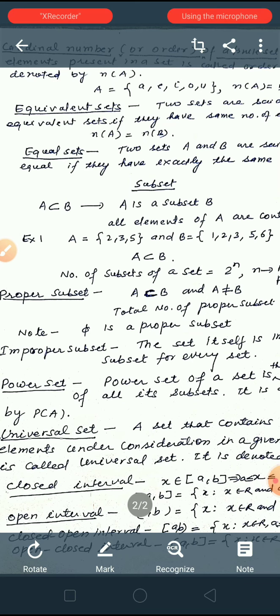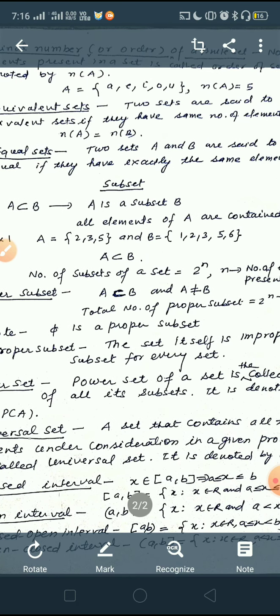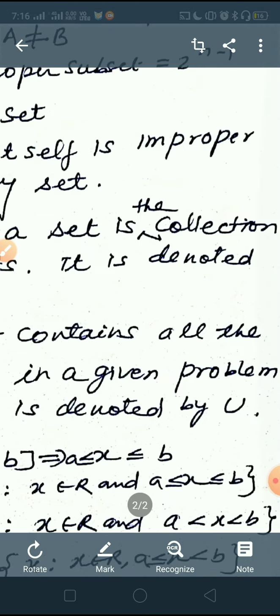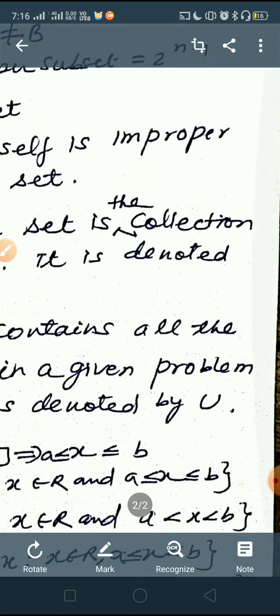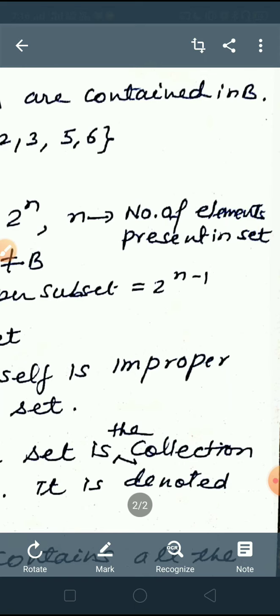Now, the total number of subsets of a set. If you find the subsets, then what will be their number? There is a formula. It will be 2 raised to the power n. Here n stands for the number of elements present in the set. Okay.